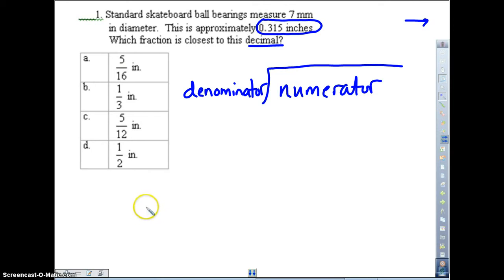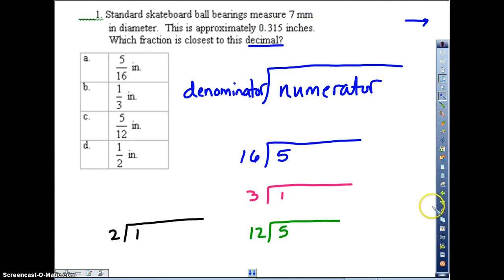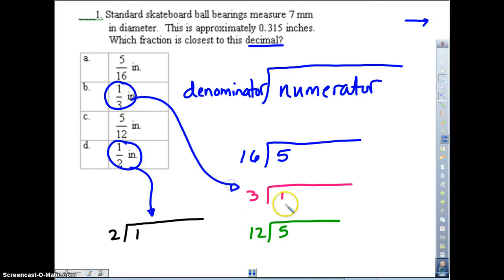I hope you have at least 2 of these memorized, because if you don't, you're going to be doing all of this math. I hope you have some of them memorized. I hope you have that one memorized, and I hope you have that one memorized. But in case you don't, you're going to do that, and you're going to do that. Convert these all to decimal form and find out which one is closest to 0.315.